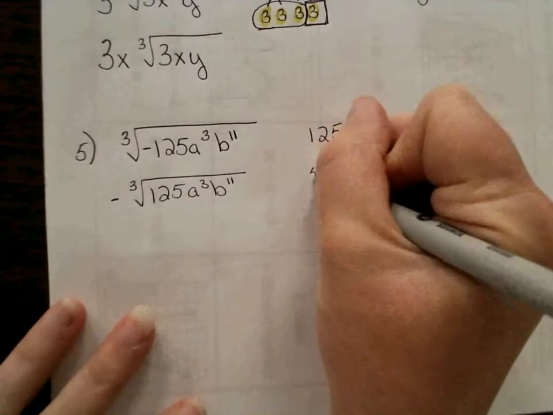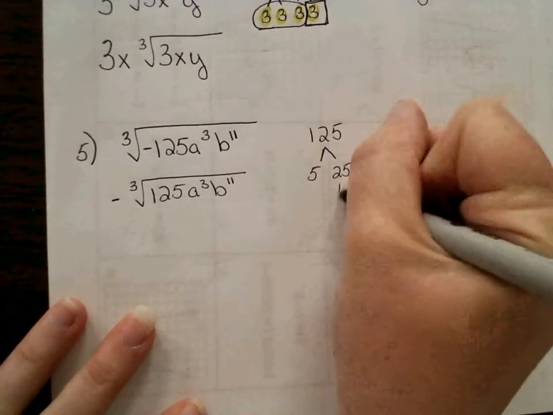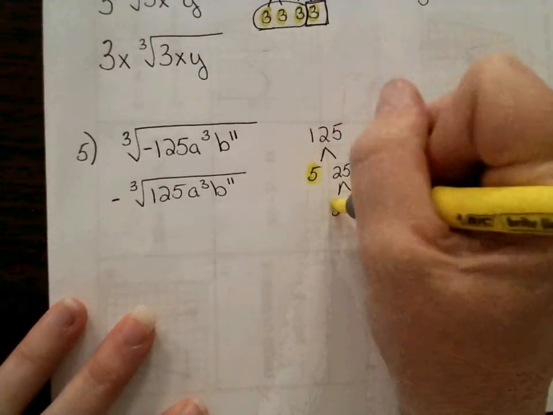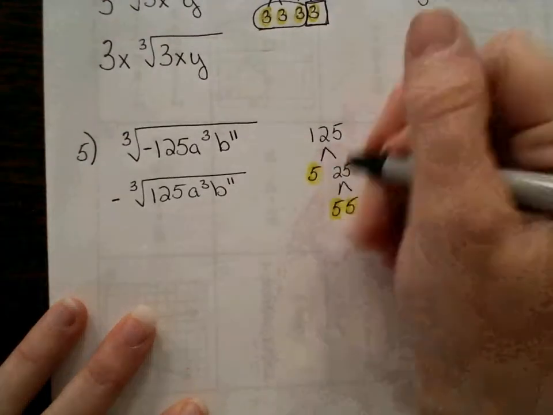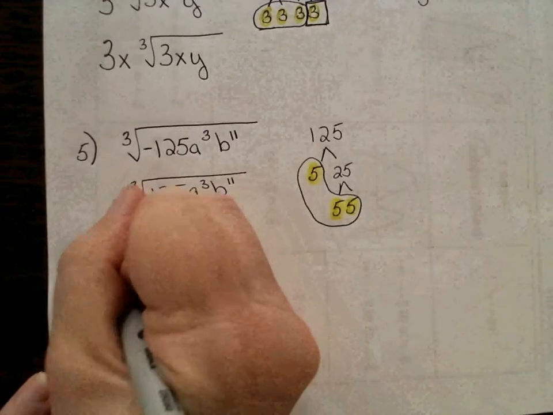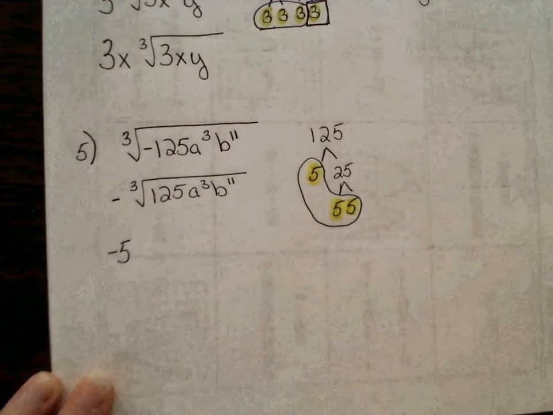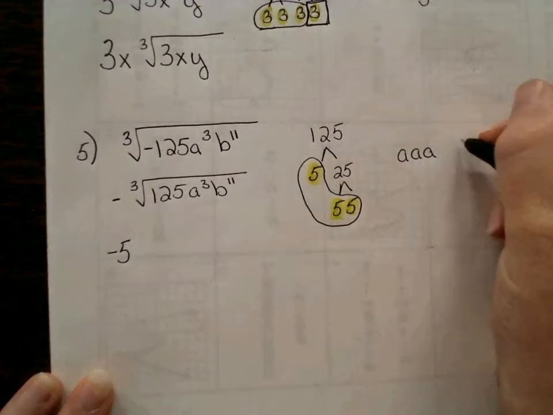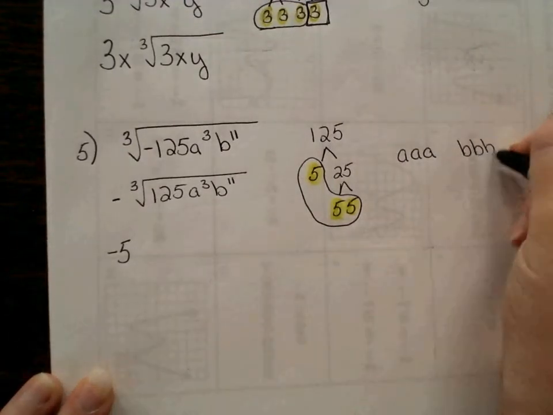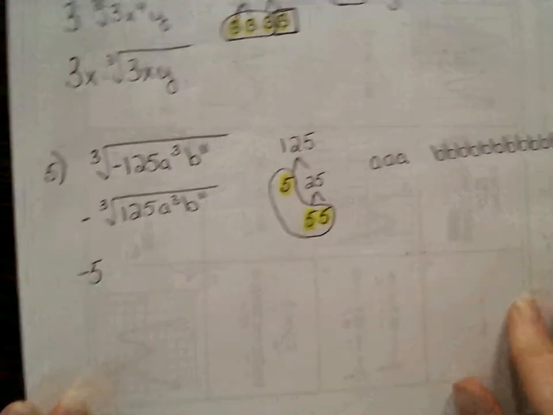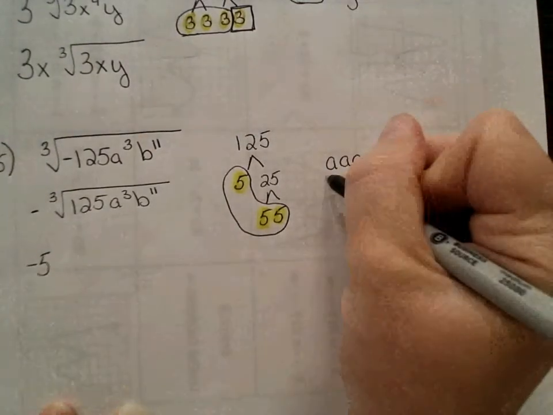125, what did we break that? 25. 5 and 25? Okay, so we have one group of 3 5s, so on the outside I'm going to have negative 5. I have 3 A's, and then I have 11 B's. So you would just put the three A's. 6, 7, 8, 9, 10. Oh my goodness, 11 of them.